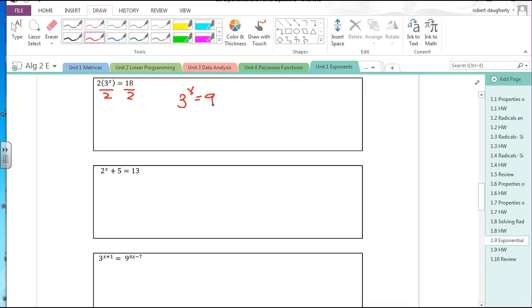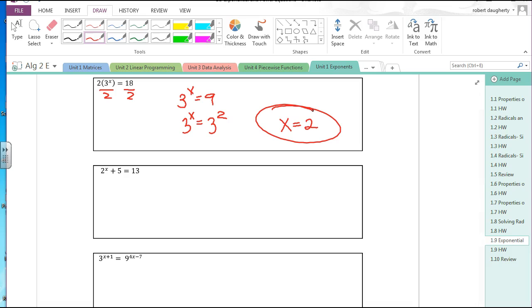9. Now, I want the same number on both sides raised to a power. You look at 9 and you know that 9 is what? 3 squared. So 3 to the x equals 3 squared. Yeah. So I've got the same number on both sides. So what's the solution? Yeah. X is equal to 2. Okay?